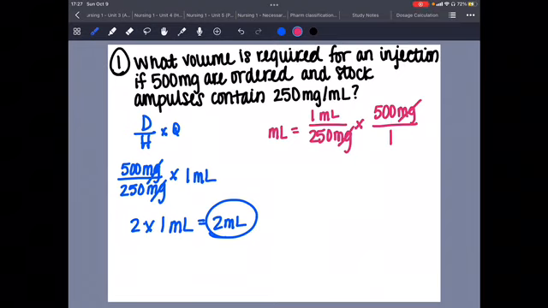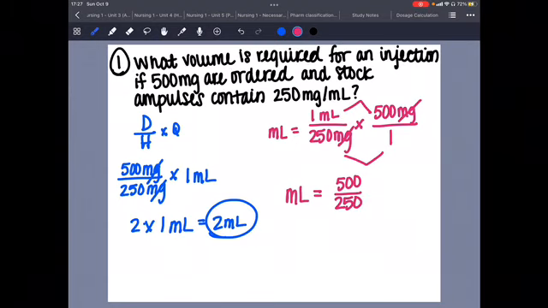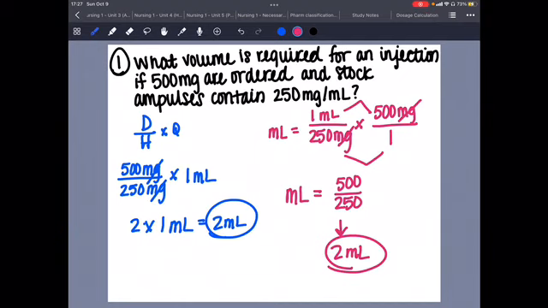So that milligram is going to cancel. So then the only thing that you have left is the ml. So you're going to multiply these, and you're going to multiply this. So you would end up with ml equals 500 over 250. And that will get you 2 mLs. So same thing, no matter what method you choose, you should get the same answer no matter what route you go.